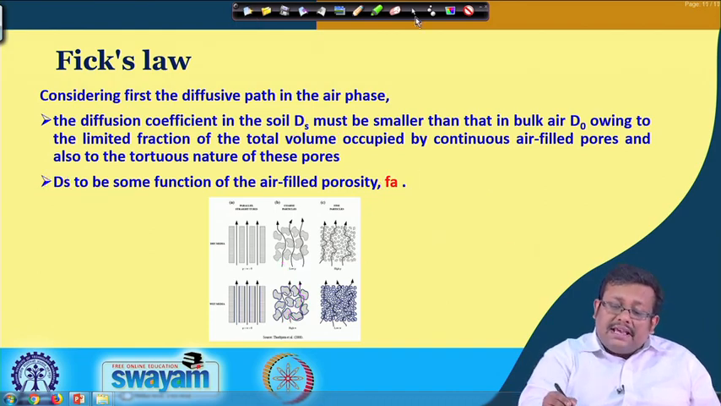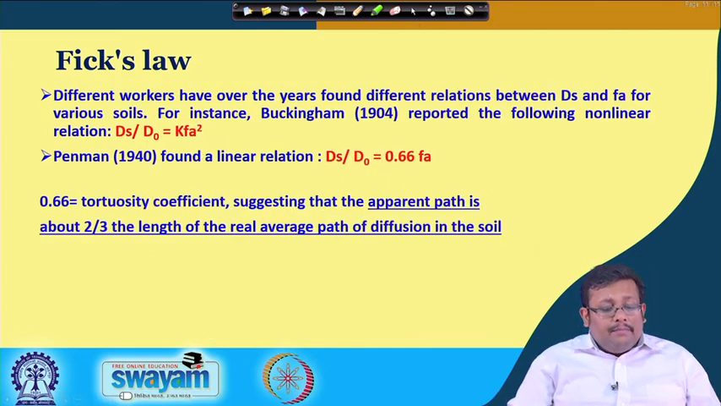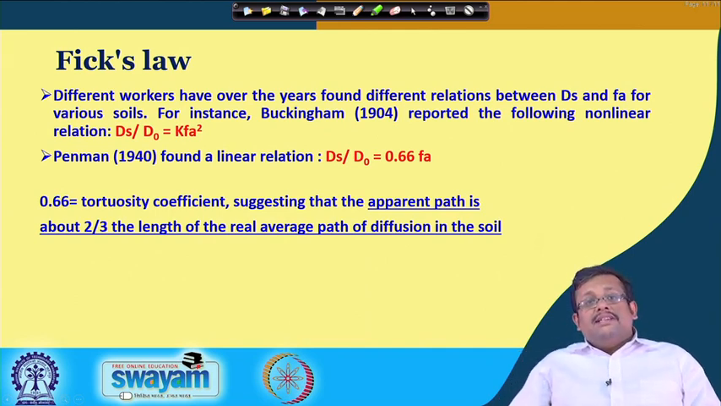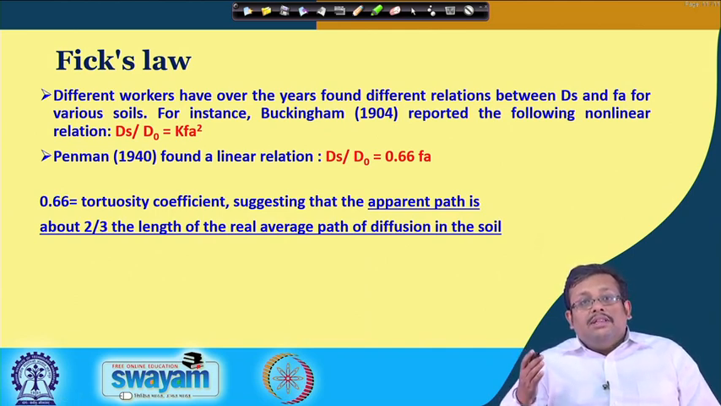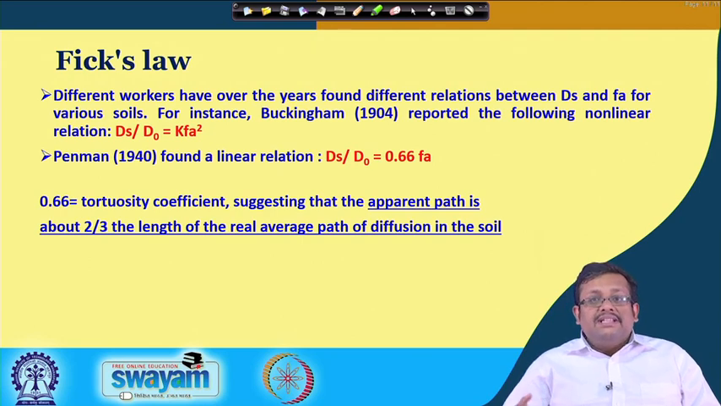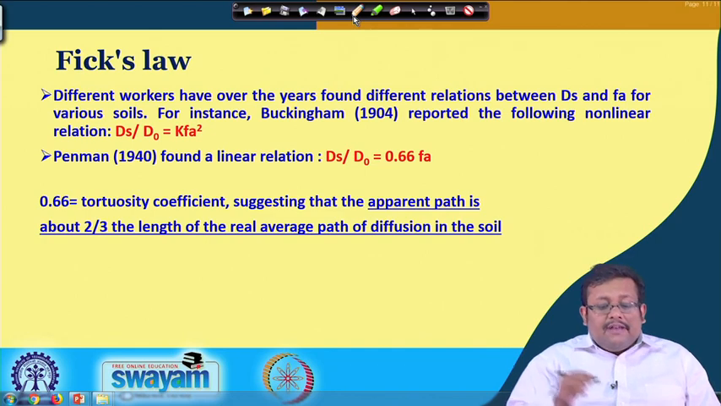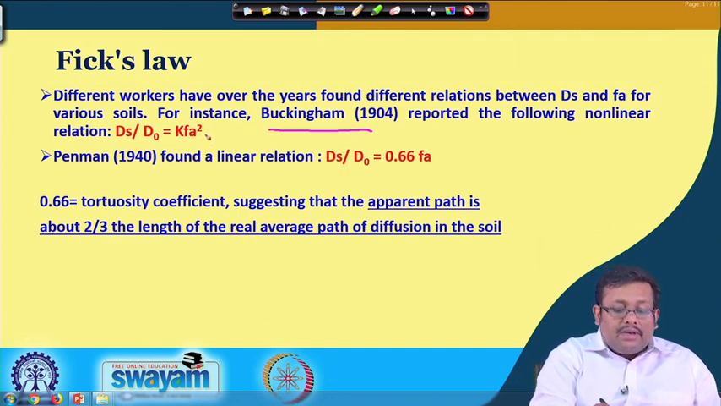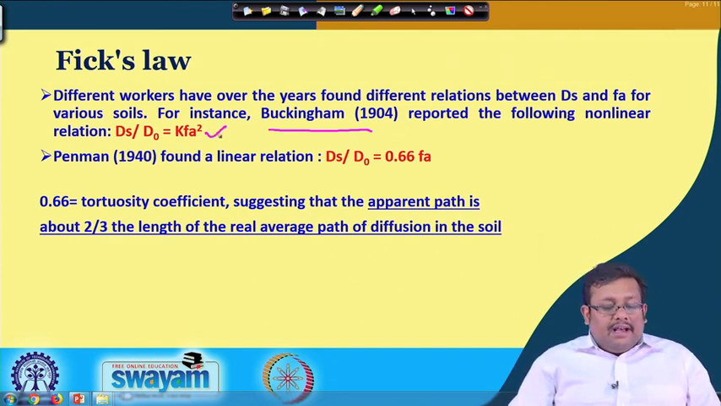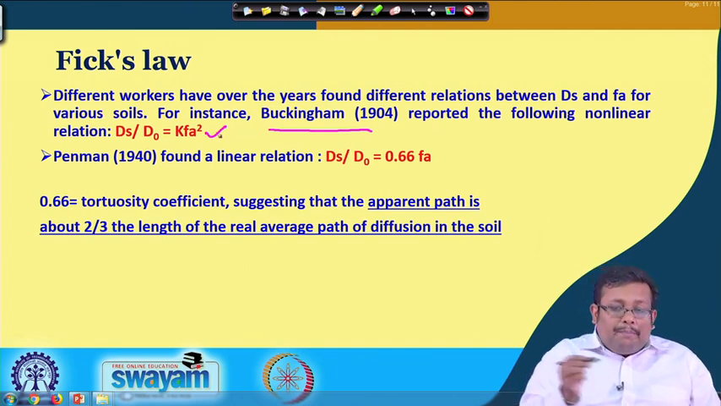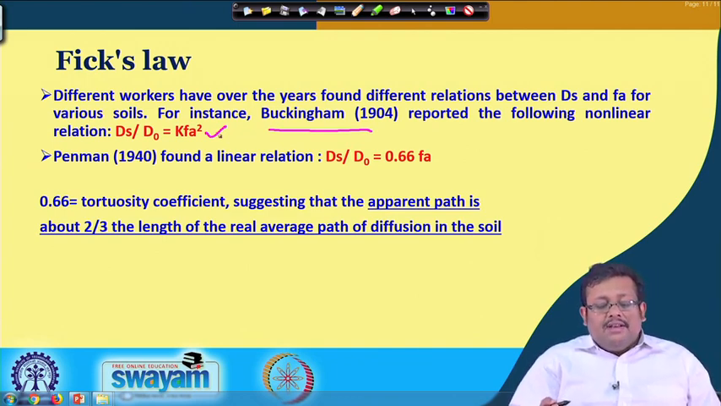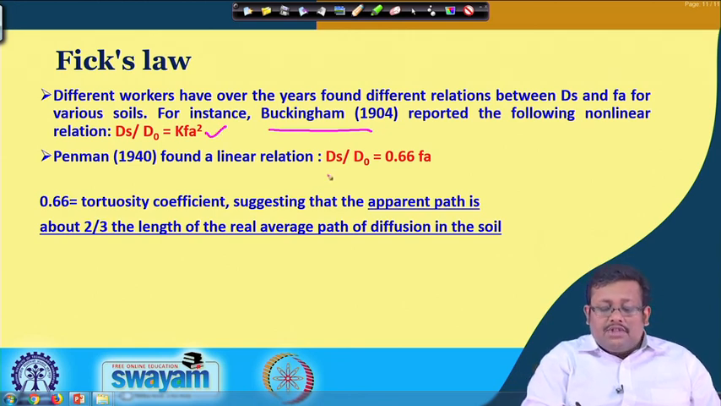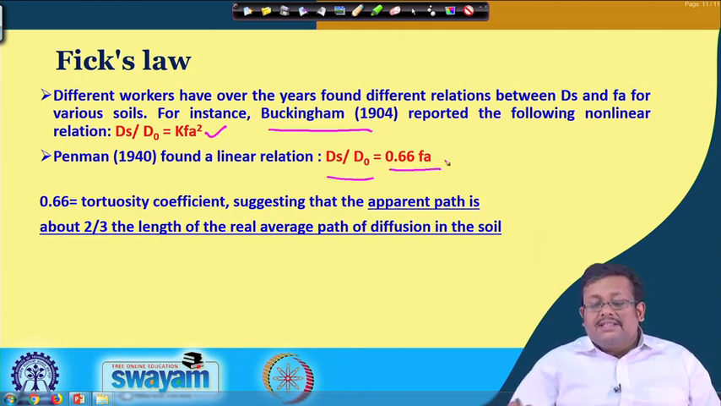Now, this FA is very important because different workers have over the years found different relations between Ds and FA for various soils. For instance, Buckingham in 1904 reported the following nonlinear relation, that is Ds over D0 equal to k FA squared, where k is a constant. Penman further modified and found a linear relation, that is Ds over D0 equal to 0.66 FA.